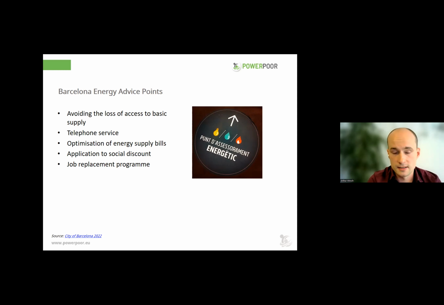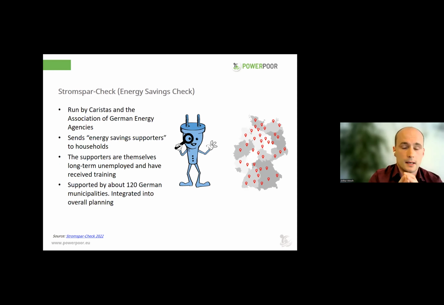So it's really an optimization of energy supply bills, and citizens can also apply for a social discount for different appliances. They're also working with, I think, volunteers and have set up a job replacement program to incorporate people to advise others on how to lower their electricity costs. In Germany, a well-known example is the Stromspar-Check, or energy savings check. It's run by Caritas, a German-wide organization.